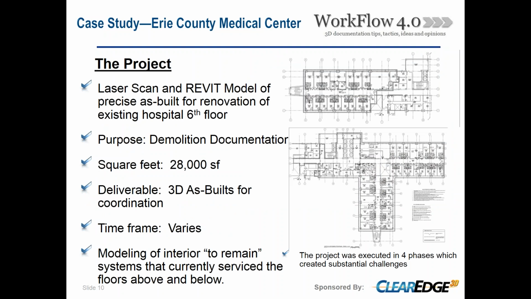There were a lot of types of steam pipes for heat. There were sanitary lines from the floor above running to the floor below. There were also a lot of electrical systems. So for this, we really wanted to do a demolition scan to start with. The floor was about 28,000 square feet total. Our deliverable was a 3D as-built for the coordination. So basically, not necessarily walls, but modeling all the MEPs that needed to remain that we could coordinate around.